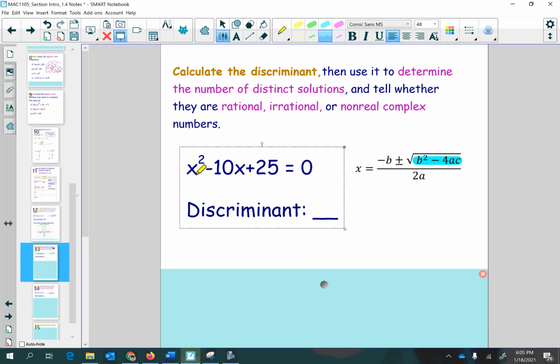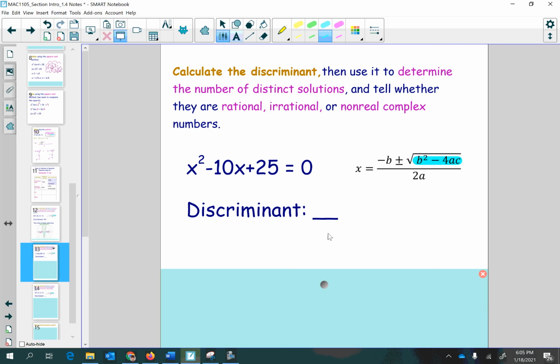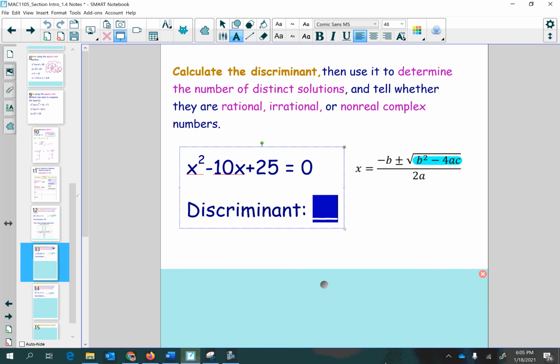If I have x squared minus 10x plus 25, what would the discriminant be? Okay, so again, we're going to just do the discriminant right here. We'll do b squared minus 4ac. So b is negative 10. Negative 10 squared would be 100. Then minus 4ac. So what is a and what is c? A is 1 and c is 25. So 1 times 25 is 25. 4 times 25, or negative 4 times 25 rather, is negative 100.